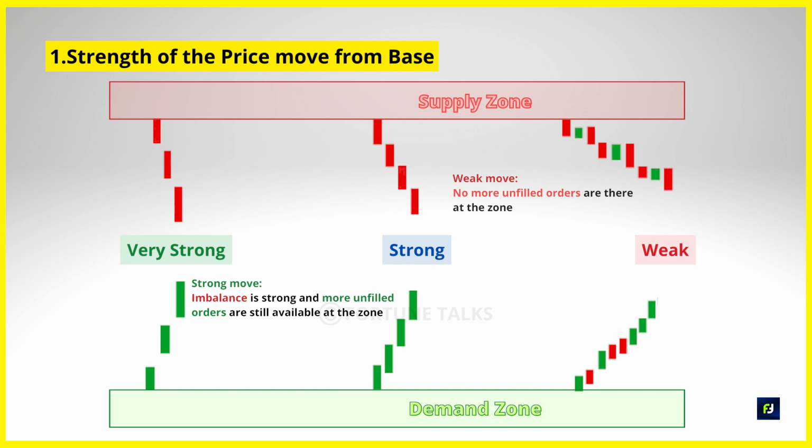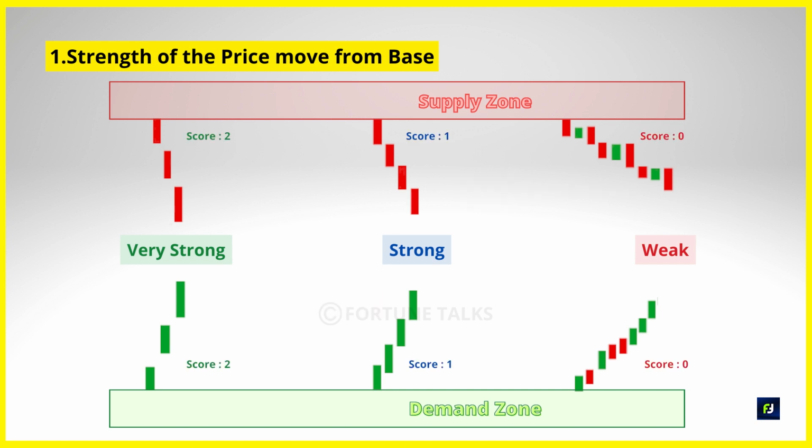In short, if the price leaves the zone with long candles, this means that the imbalance is strong and more unfilled orders are still available at the zone. But if the move from the zone is weakly represented by small candles, this means that probably no more unfilled orders are still there for us to trade.